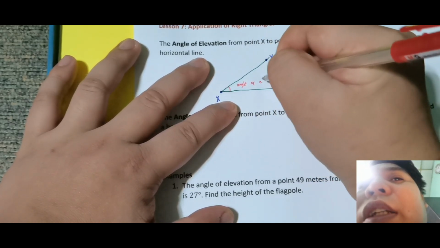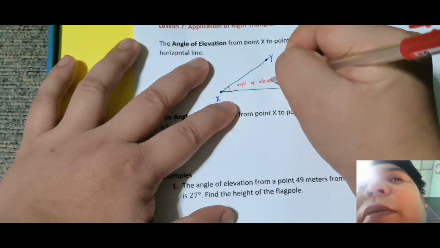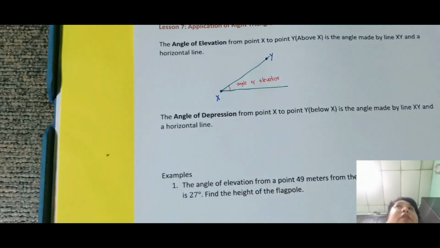So ano ba ibig sabihin ng angle of elevation? Kunyari lang ikaw, tao, ito yung line of sight mo diretso. Pag tumingin ka konti pa angat dun, from horizontal to up, yun yung angle of elevation, yun yung angle nung pagtingin mo sa line of sight mo. Konting angat mo, may angle of elevation na mapoform yun. Yun yung ibig sabihin ng angle of elevation.